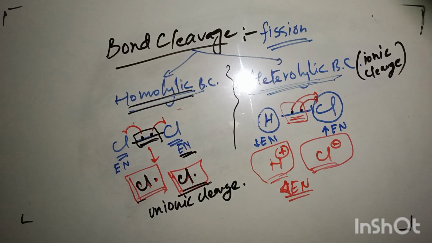Next we are going to see the different attacking reagents. So already a free radical is formed, a positively charged ion is also formed, and a negatively charged ion is also formed. It is called electrophile, it is called nucleophile.